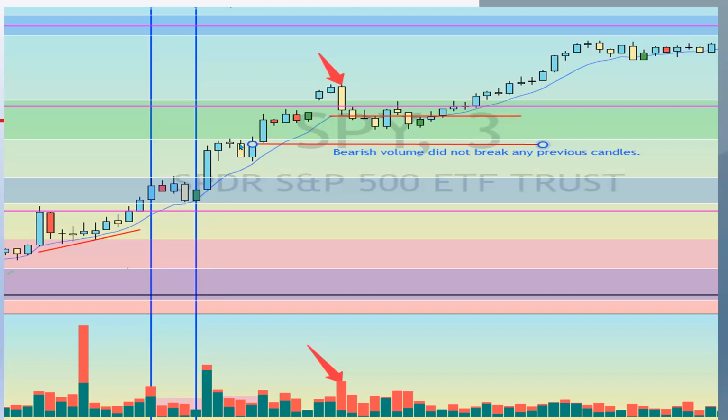And now we start consolidating again. Look what happens. Really low volume on the sell-off, right? So that's two low volume pullback entries. And now we start going up again.